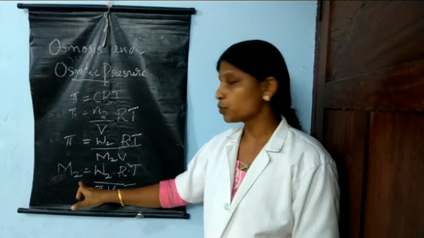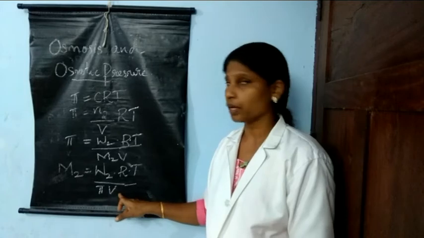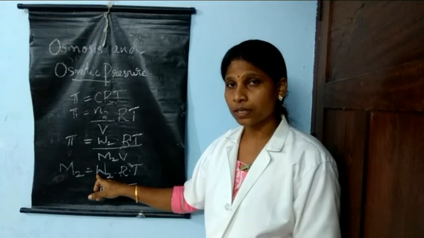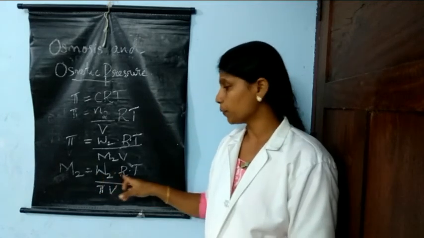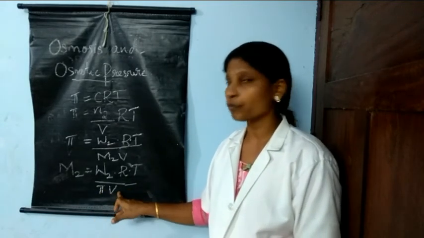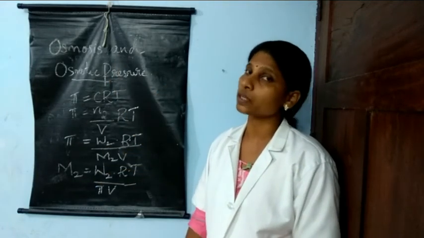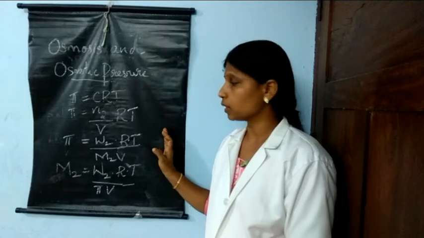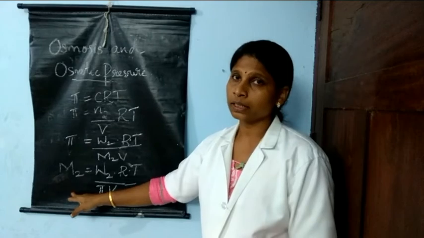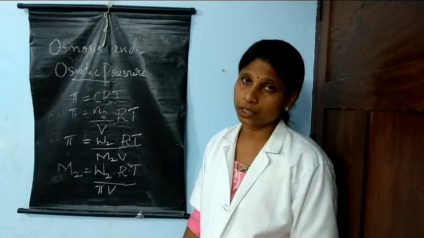Rearranging the equation, M2 is equal to W2 R T divided by pi V. M2 is the molar mass of unknown solute, W2 is the given mass of solute, R is the gas constant, T is temperature, pi is osmotic pressure, V is volume of the solution. So, using this fourth colligative property, osmosis, we can calculate the molar mass of molecules like protein, starch, etc., because osmosis is related to biological activities.